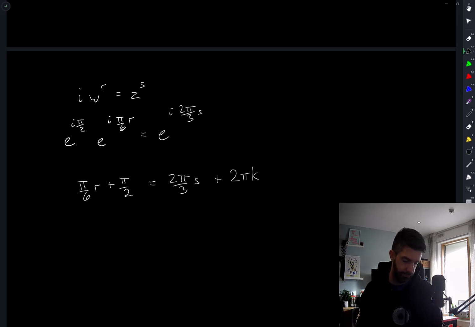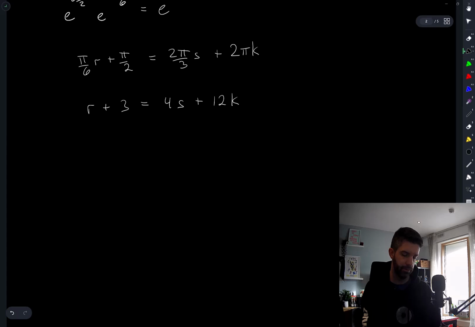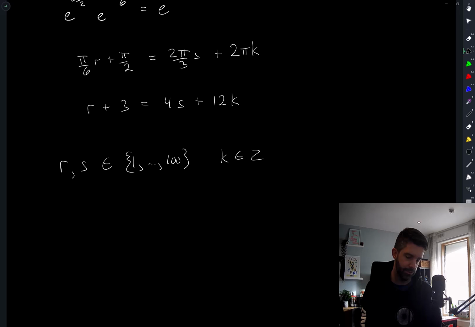Okay, so let's get rid of the pi's and maybe multiply through by 6. r plus 3 is equal to 4s plus 12k. So r and s are positive integers not exceeding 100. These are from 1 to 100. And k is any integer. Huh.